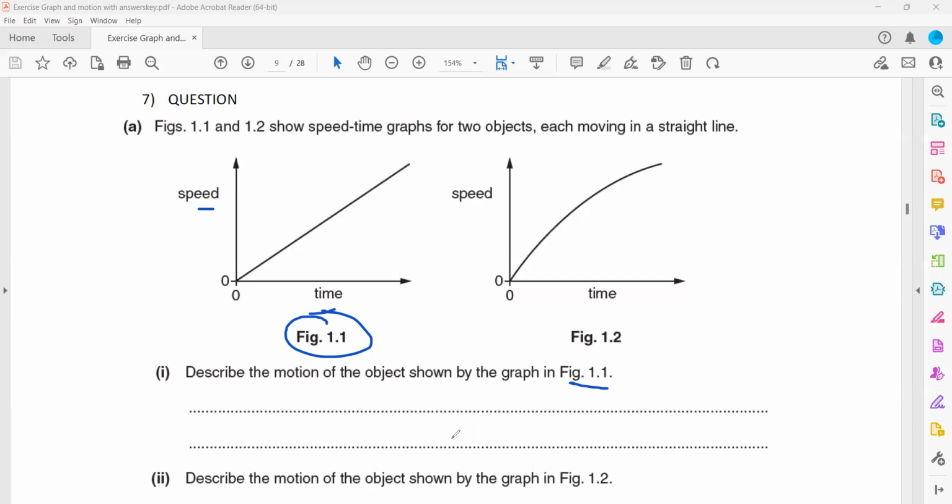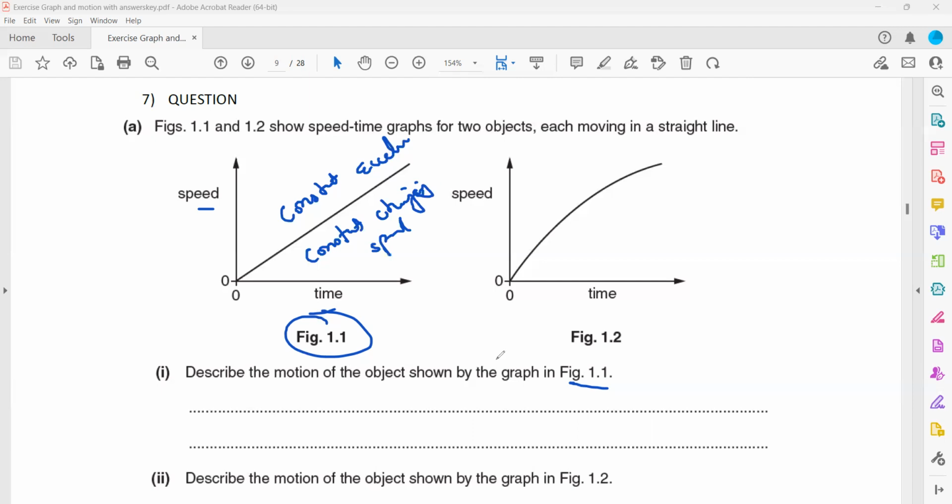What can we say? Constant acceleration. So we can say it has a constant acceleration because this is a straight line. Whenever it's a straight line, we can say that it has a constant acceleration, or you can also say constant changing speed, because acceleration refers to changing speed. So constant changing speed or constant acceleration.